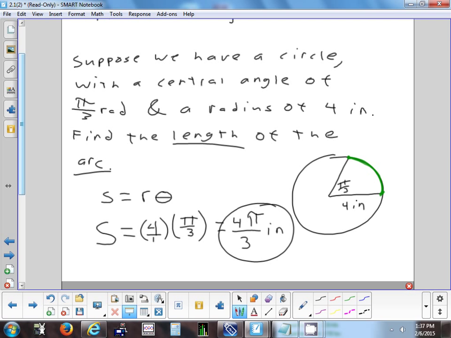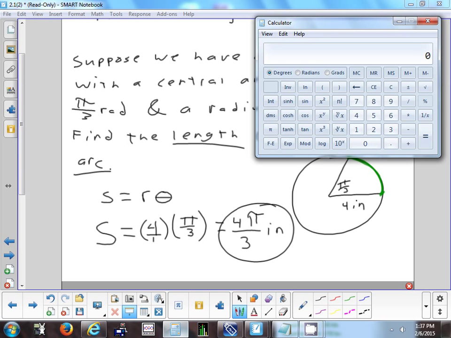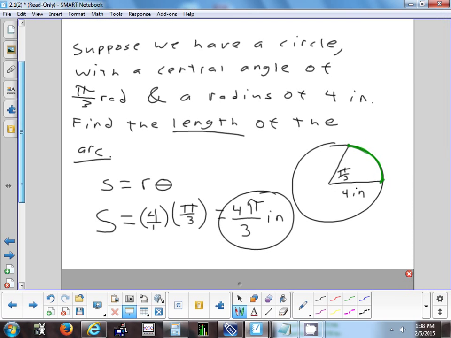If they want the decimal, all you have to do is type in 4 times pi divided by 3. It's about 4.2 inches if you round it. But don't worry about rounding it off, because we're not going to plug it in. We'll just leave it like that.